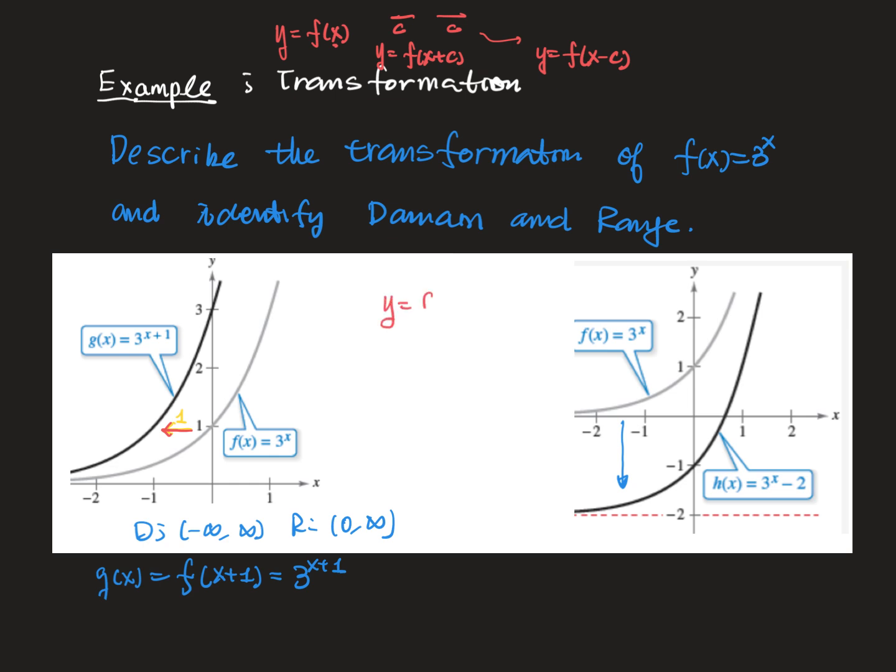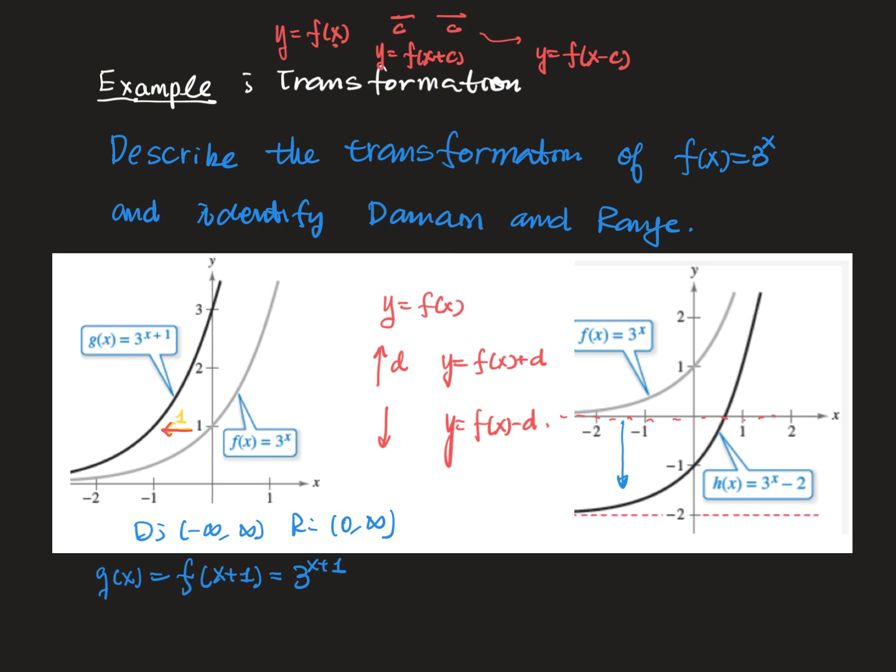So y equals f of x. When you move up d units, y equals f(x) plus d. When you move down, y equals f(x) minus d. That's the transformation vertically, right? Now, this one is move down. How much move down? 2. This is the horizontal asymptote line. Move down, how much? 2.